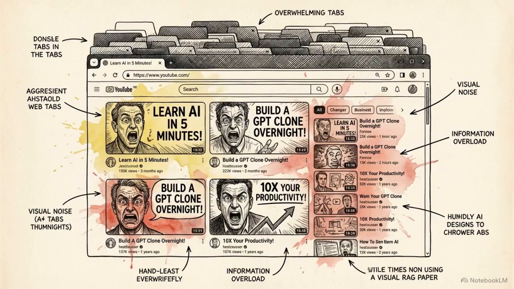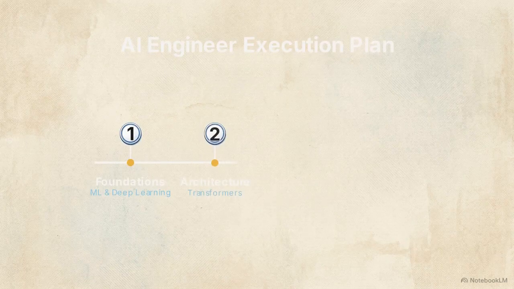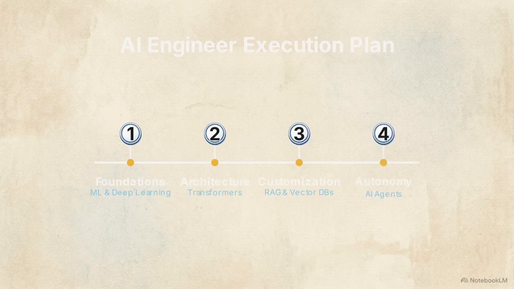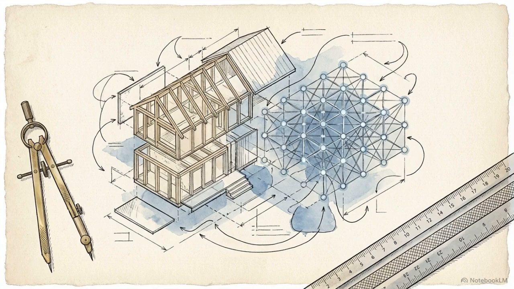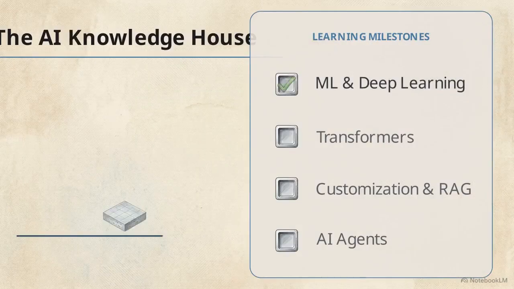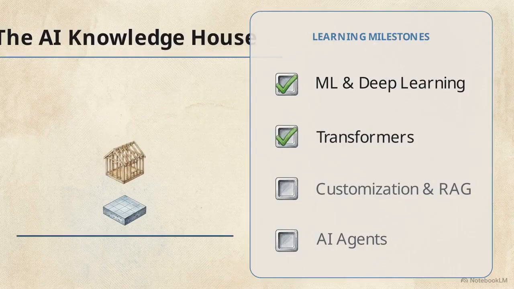To avoid that trap, we need to cut through the noise of random weekend tutorials. Today, we are mapping out a specific 4-step execution plan to take you from a beginner to a highly capable AI engineer, entirely from scratch. We are going to construct your AI knowledge base exactly the same way you build a house. We will pour a foundation, frame the walls, install the systems, and finish the interior, layer by strict layer.